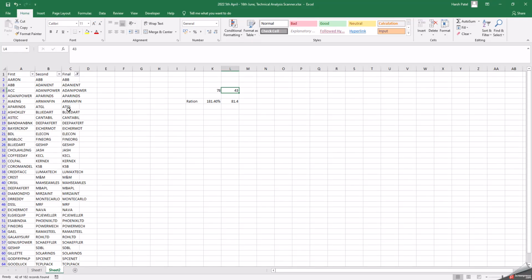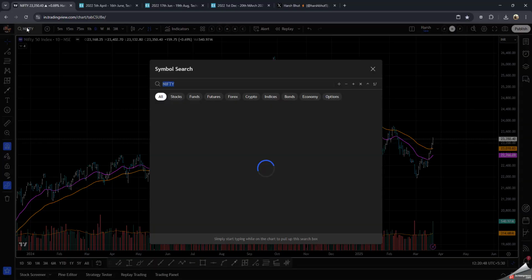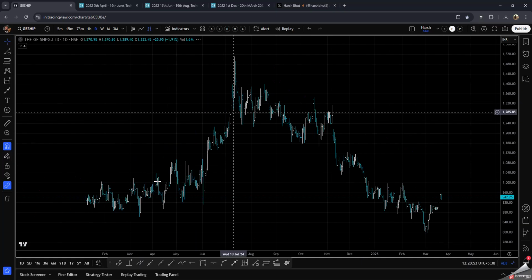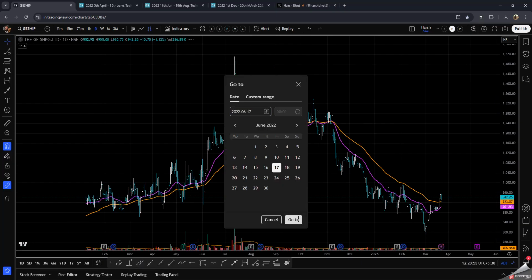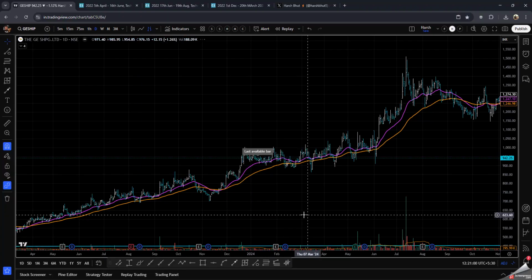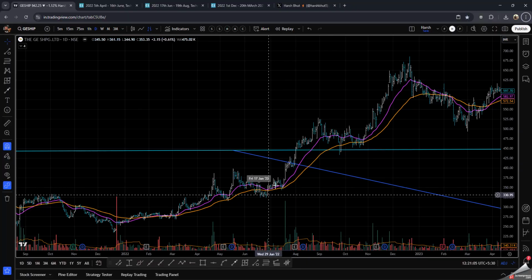Now let me check for any other example here, right? Let's take G Shipping. If I go to G Shipping, if I go to that 17th date, I think that date is not available. Yes, okay, 17 June 2022.